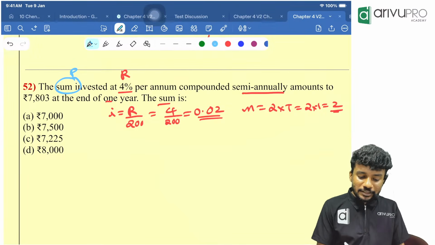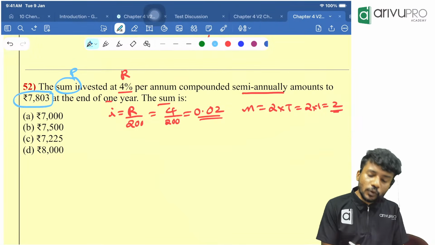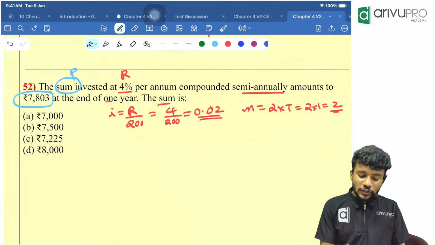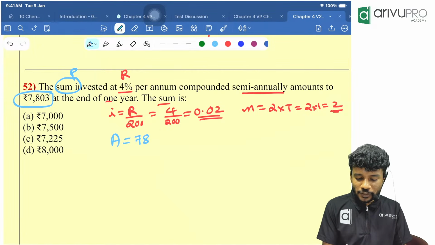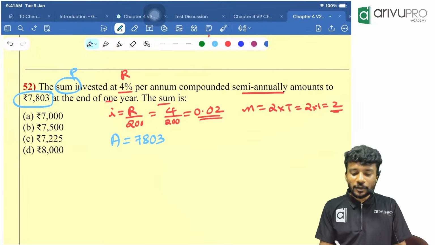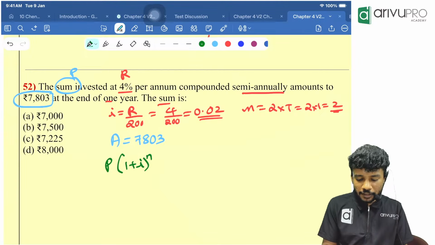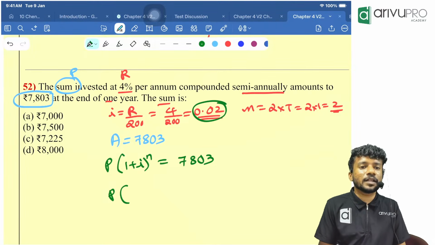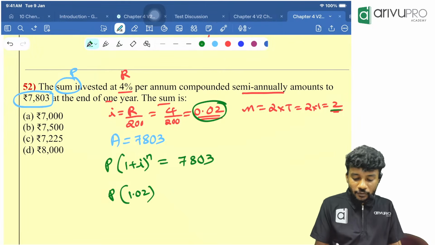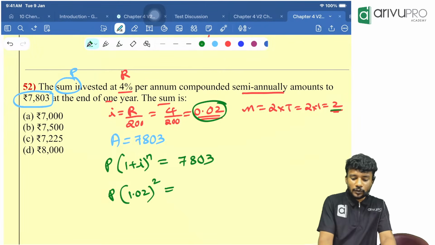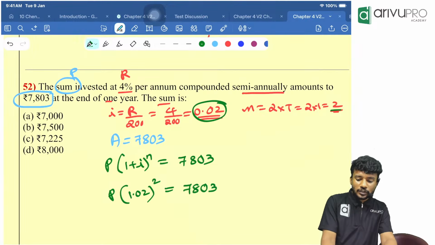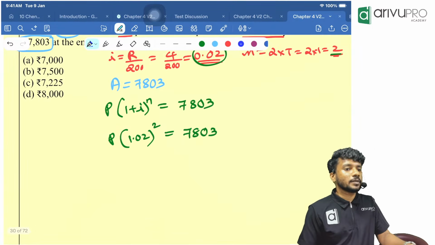Now, what is given? It amounted to 7,803. So, amount is given to be 7,803. What is the formula for our amount, people? P into 1 plus I, the whole power n, which is equal to 7,803. Then P into 1 plus I will become 1.02, the whole power. N is 2 over here, which is equal to 7803. Now, get me the answer, please.